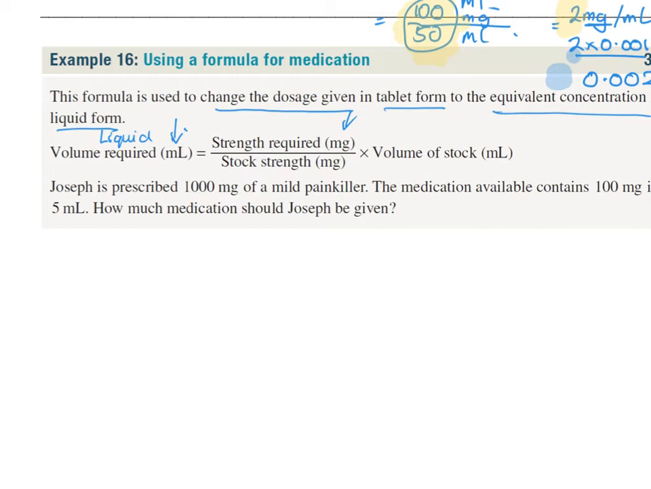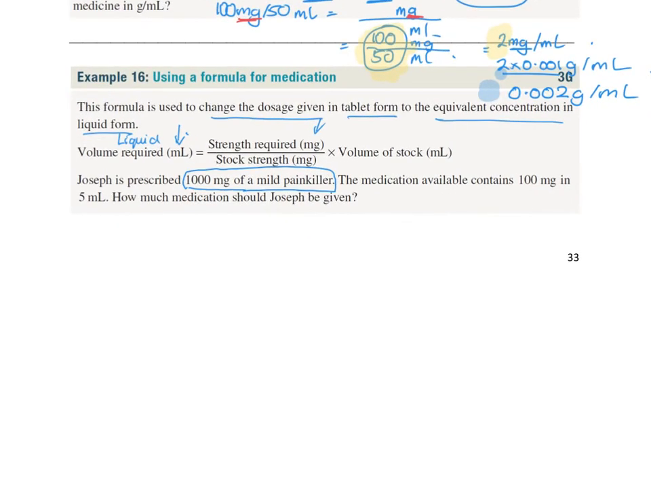So let's have a look at what this question is asking. Joseph is prescribed 100 milligrams of a painkiller. The medication available contains 100 milligrams in 5 millilitres. How much medication should Joseph be given? All right, so this is where people go, I'm a bit confused here because I'm not sure which number goes where.